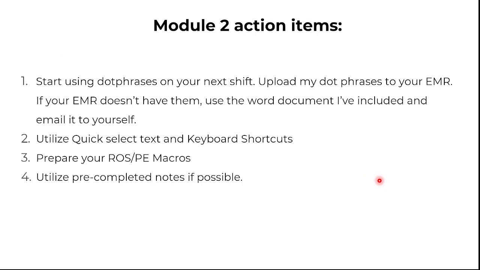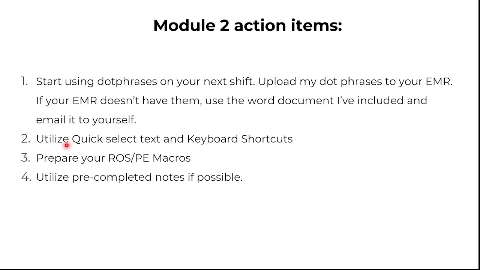Here are some action items to consider for Module 2 that will help you be on your way. Number 1 action item is start using dot phrases on your next shift. This will be your rocket fuel to improving your note speed. You would benefit from creating dot phrases for everything, and I have done that for you, and those are all included in this course in the resources sections. Again, you can just upload my dot phrases to your EMR, or you could modify them as you see fit and as you see that you will best be able to remember them.